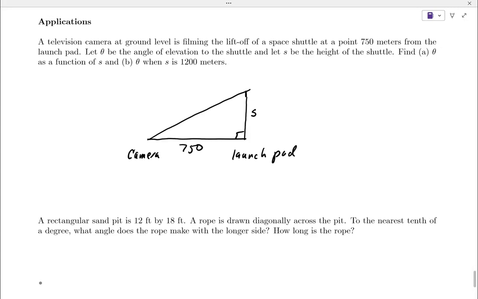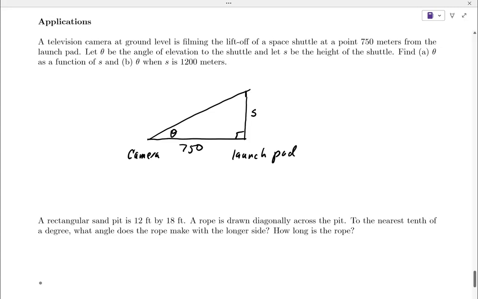The theta is going to be where? Yeah, good. At the camera. Yep, the theta is going to be there because it told us that the angle of elevation is theta. So we'll have theta down here as our angle by the camera. We know that this distance between the camera and the launch pad does not change. It's always 750. And the S is the height of the shuttle at whatever time. So we've got our right triangle set up here.